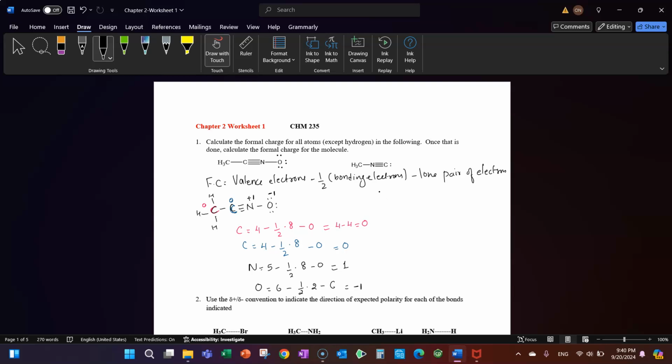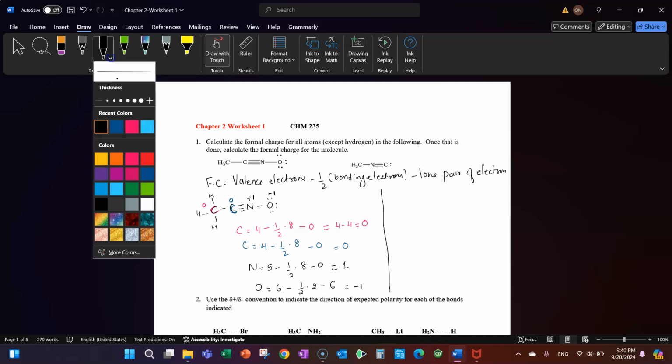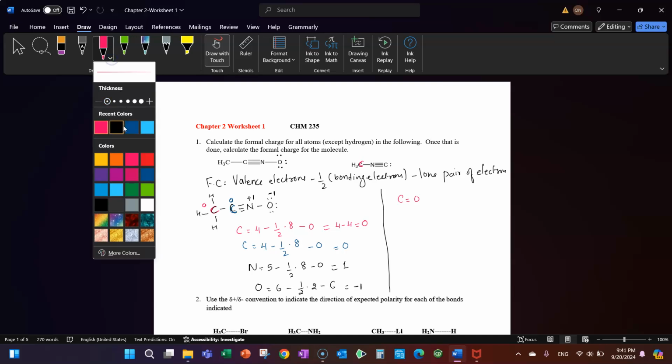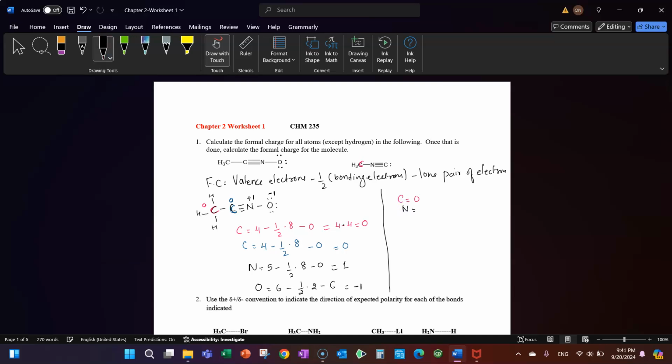Now similarly, if you calculate the other molecule, the first carbon, let's again color that as red. The red carbon will come out to be 0, just like the previous one, because the bonding is exactly the same. Then we have the nitrogen, which also has 4 bonds, and it is in a similar scenario as the previous one. So that will come out to be plus 1.